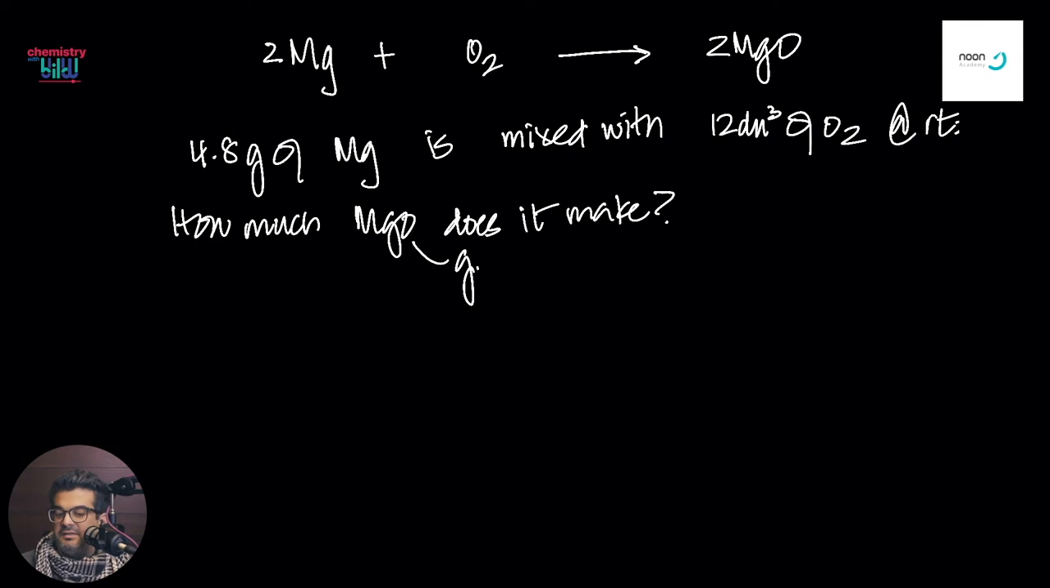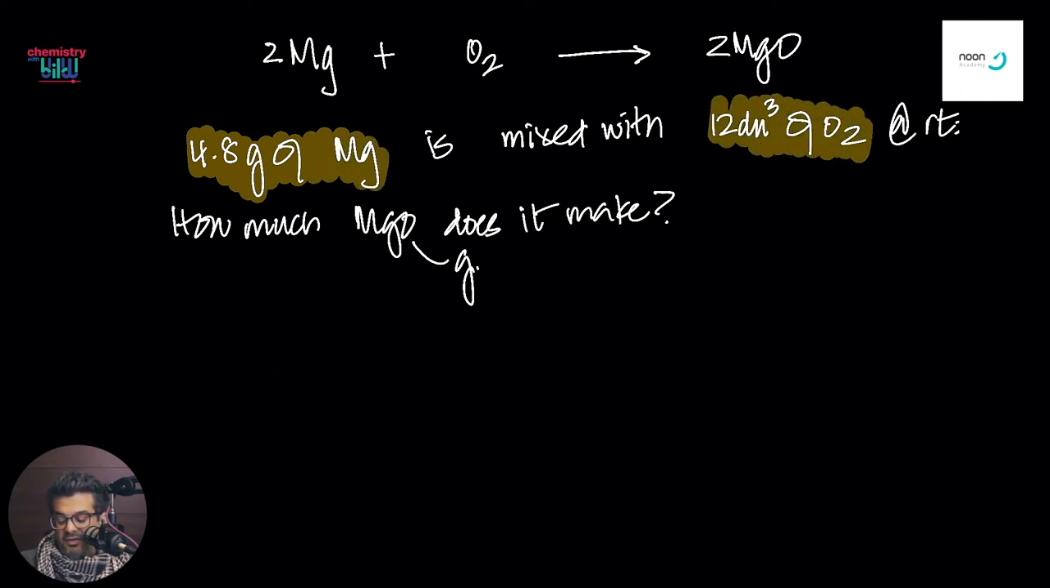Yeah. So now let's look at this. One is given volume, one is given grams. So now what you realize is that they've given you two knowns, 4.8 grams of magnesium and 12 dm cube of oxygen. All right. So what your job becomes is, how do you find the excess and limiting?